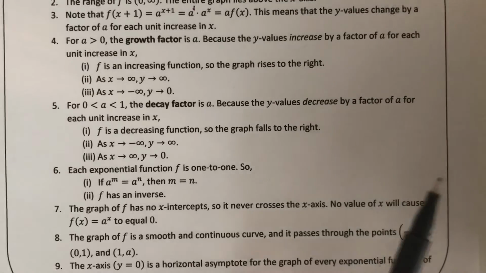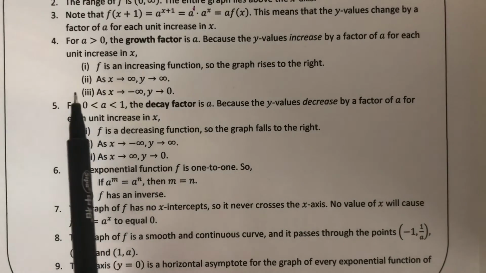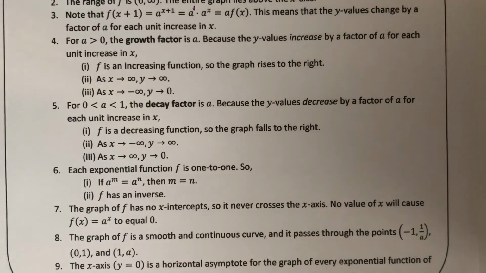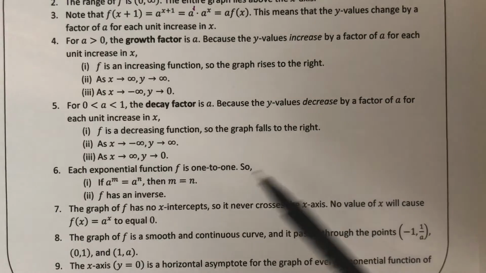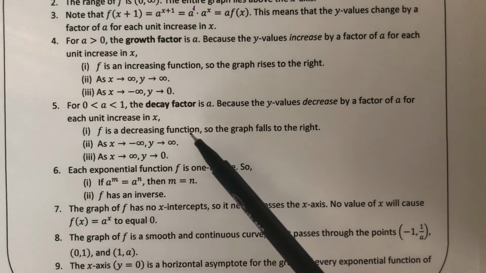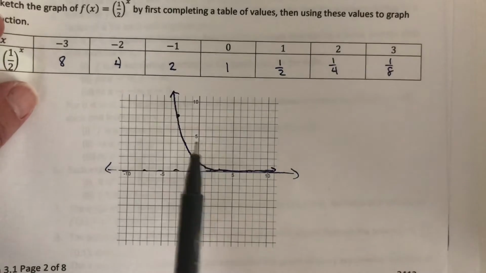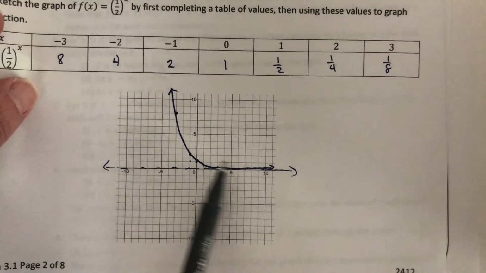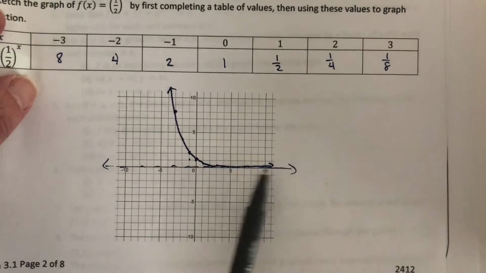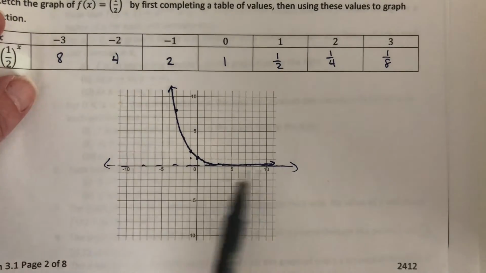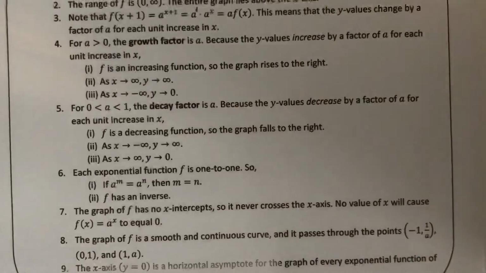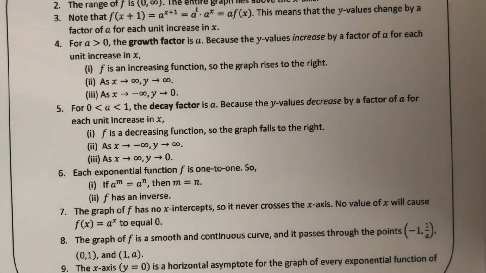And it's opposite when our a value is between 0 and 1, because our graph is going down every time. It's a decay factor of a, and everything here is the opposite. F is a decreasing function, so the graph falls to the right. Okay. As x goes to +infinity, my y value goes to 0. As my x value goes to -infinity, my y value goes to +infinity. Okay.